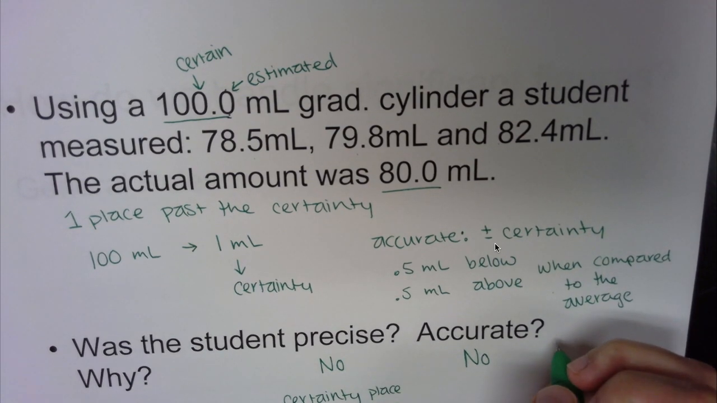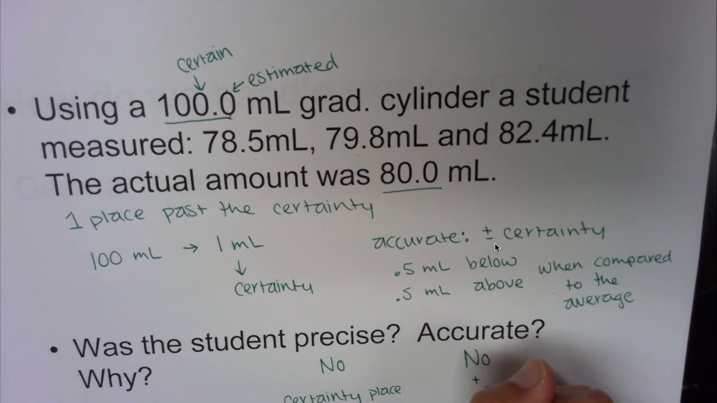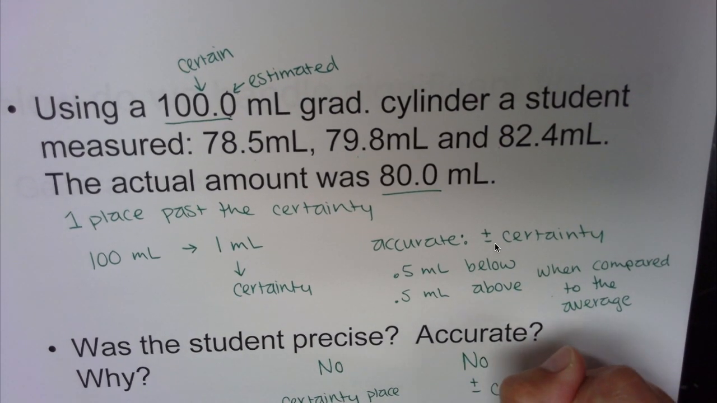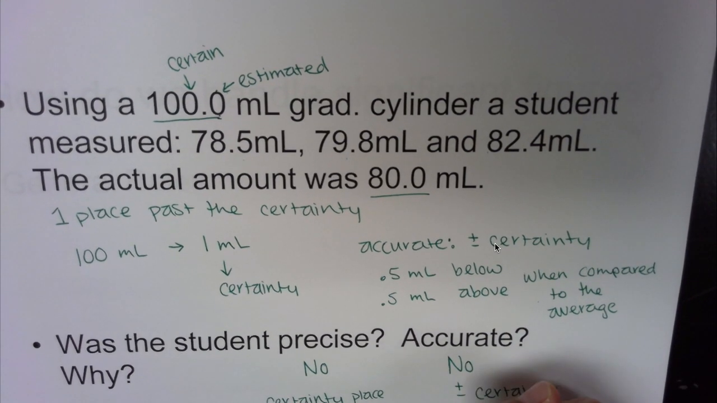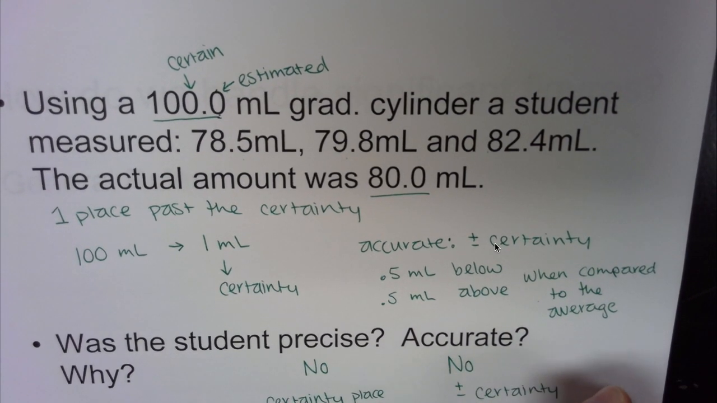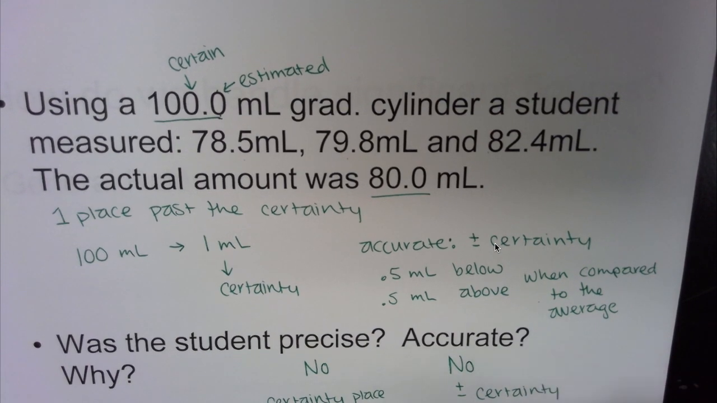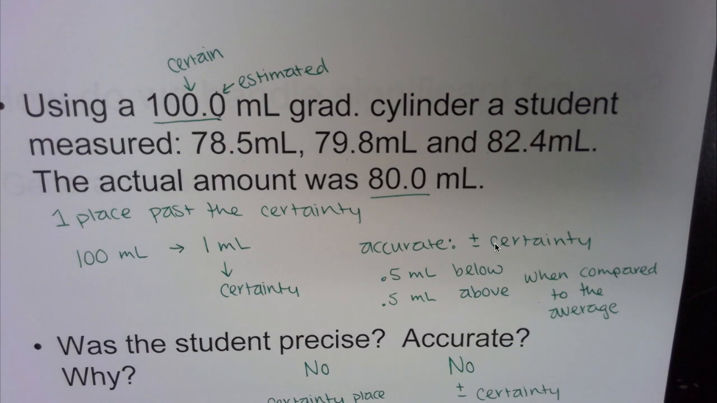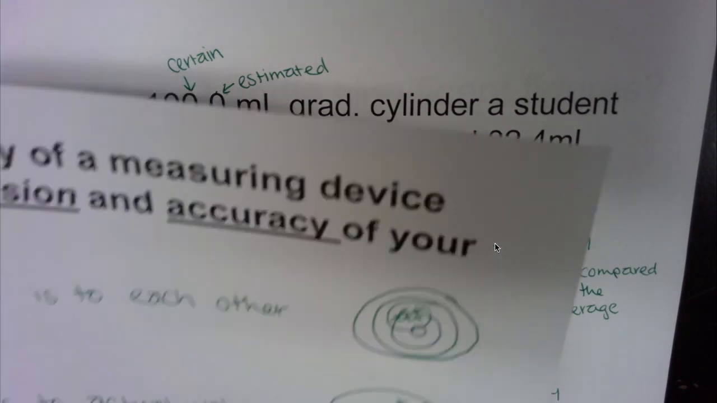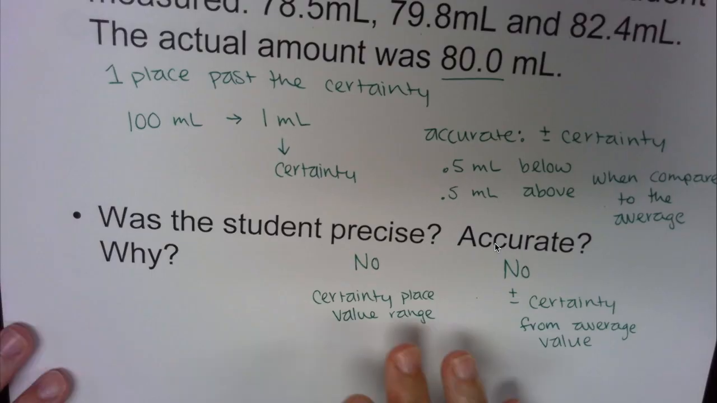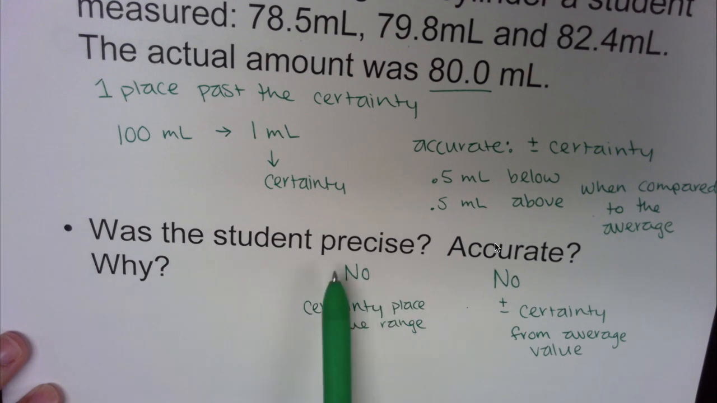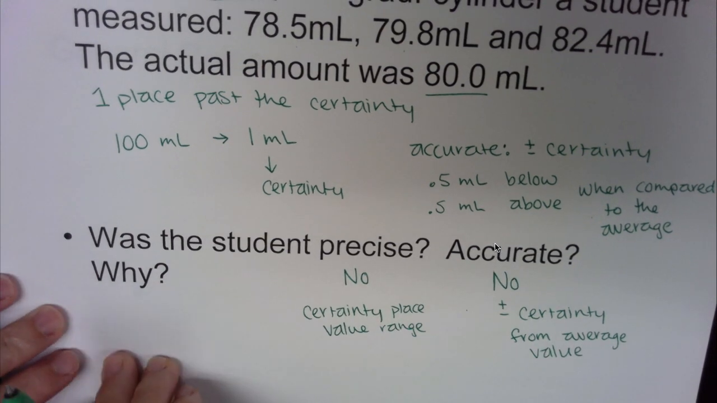And your accuracy is plus or minus your certainty from your average value. So is the student accurate or precise? No, neither.